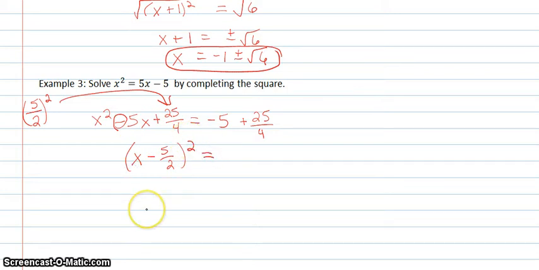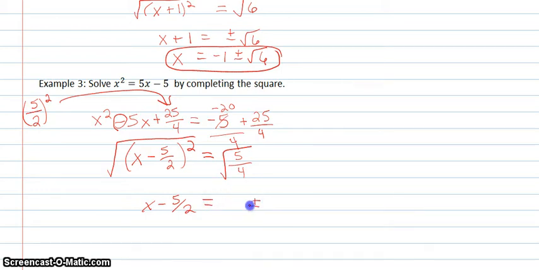that's going to equal, now on this side I need a common denominator, which would be 4. So if I write this with a 4 on the bottom, I have to multiply the top by 4, which would be a negative 20. And when I add those together, I'll get 5 over 4. Then I'll take the square root of both sides to get rid of that square. So I'll have x minus 5 over 2 equals plus or minus the square root of 5 over 2.